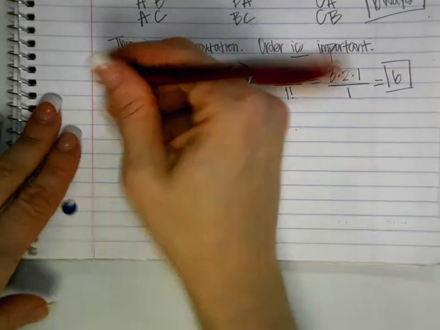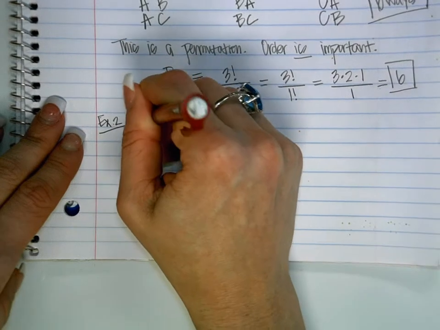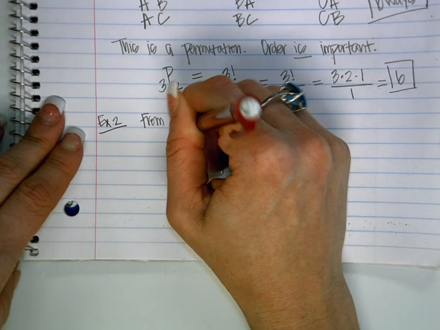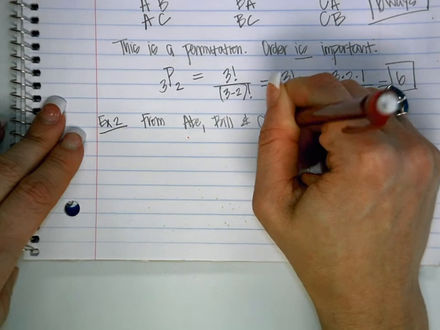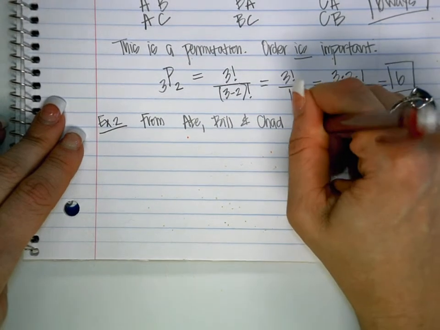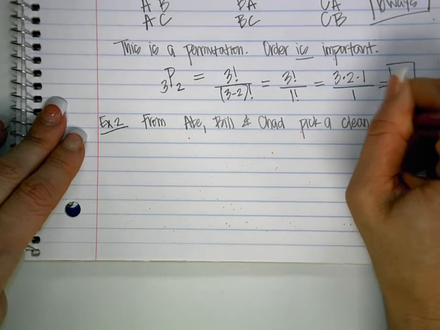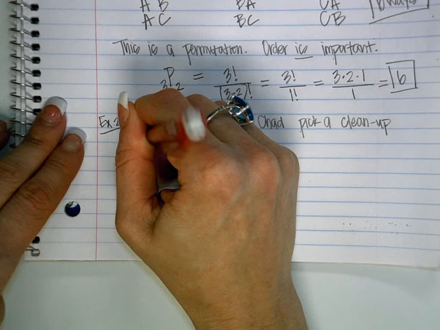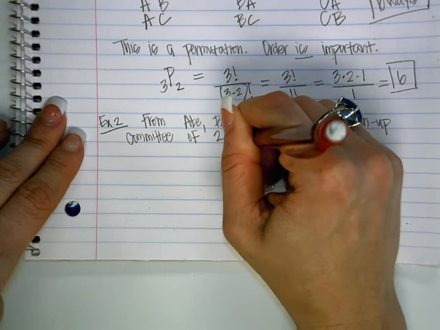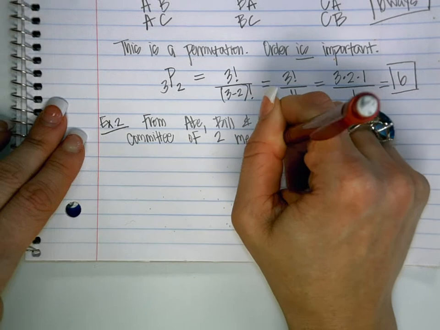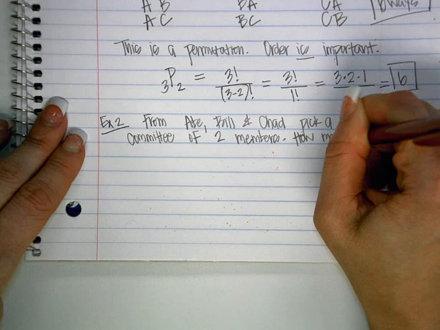Okay? Let's try another one for number 2. From Abe, Bill, and Chad, pick a cleanup committee of 2 members. Like a combination. How many different cleanup committees are possible?